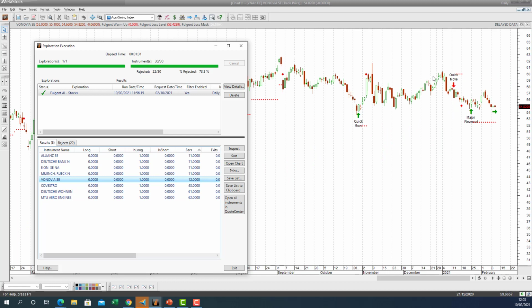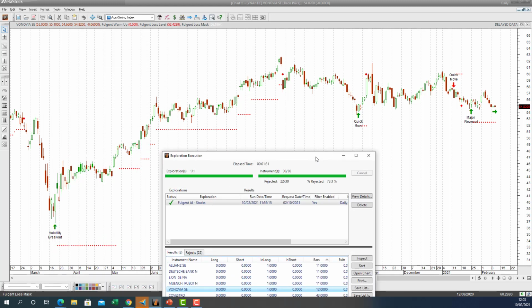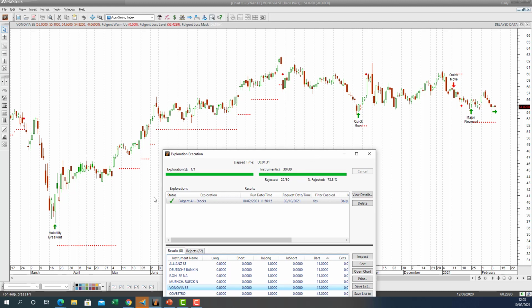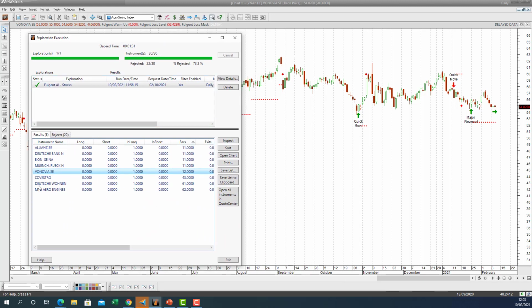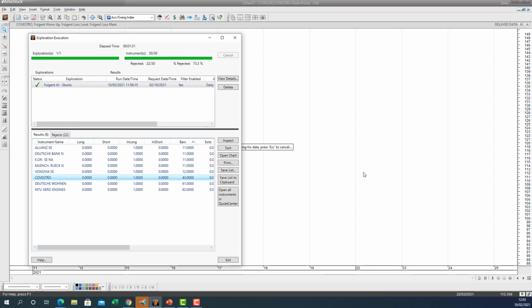You can see quick move, quick short, and now a major market reversal and another long trade. So it's a little bit sideways, so it'll be interesting to see if this one's going to break out of the sideways consolidation pattern. But you can see the March, April signal here, hugely successful. So that was fantastic. Covestro.